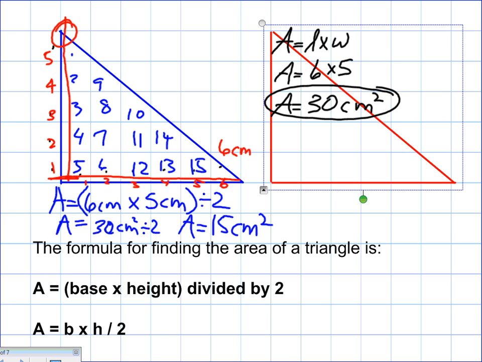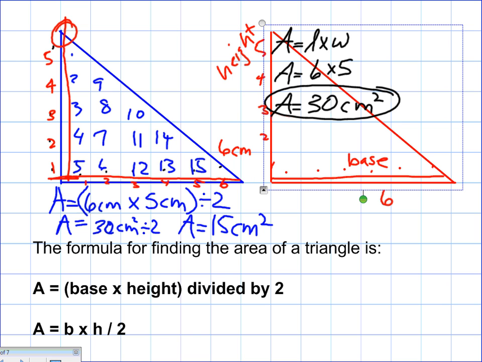So let's go back and try to compare. Let's take our two triangles, and we estimated that our area was 15 square centimeters in our blue triangle. We figured out now that the area is indeed 15 square centimeters. So let's go to the red triangle. My base, 1, 2, 3, 4, 5, 6. My height, 1, 2, 3, 4, 5.